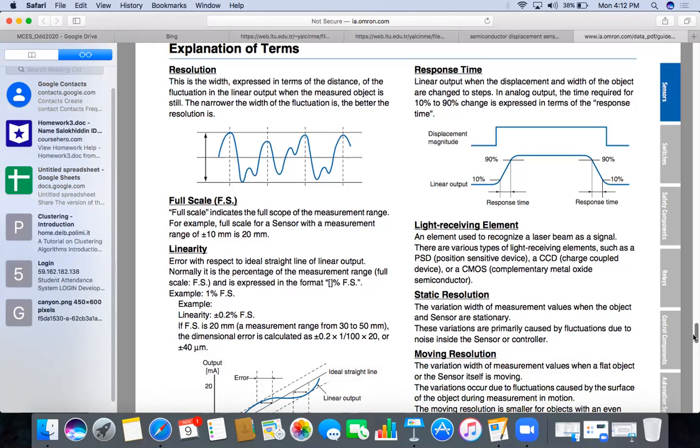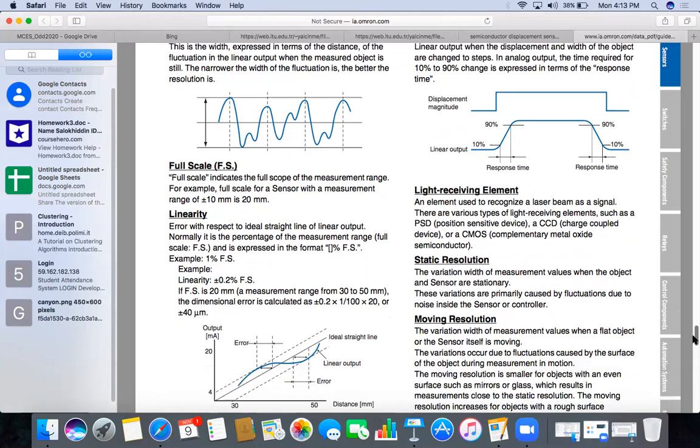Light receiving element. An element used to recognize a laser beam as a signal. There are various types of light receiving elements, such as a PSD, position sensitive device, a CCD, charge coupled device, or a CMOS, complementary metal oxide semiconductor.